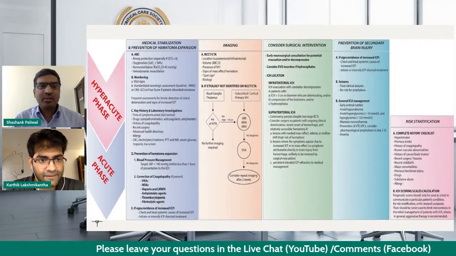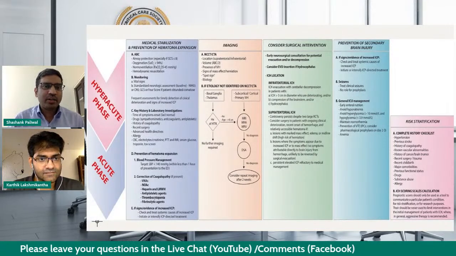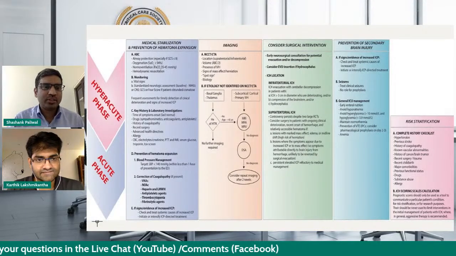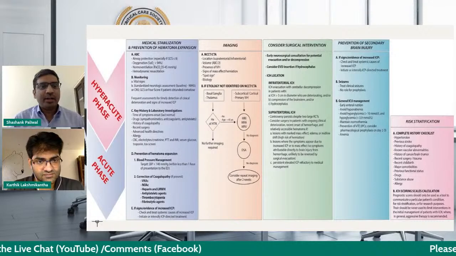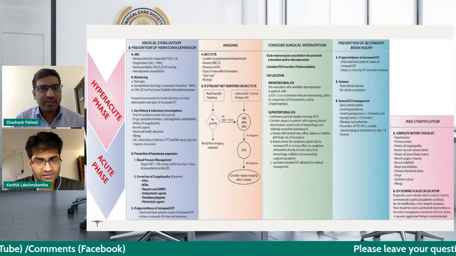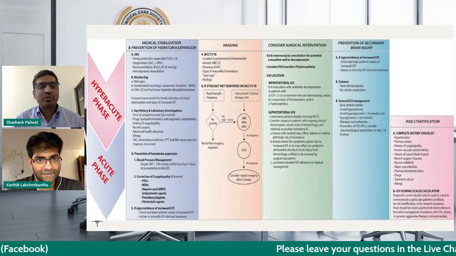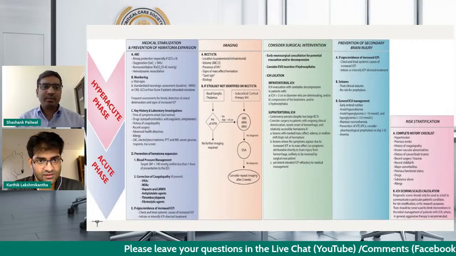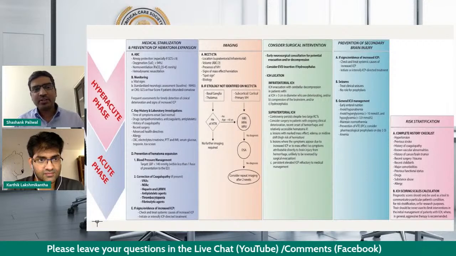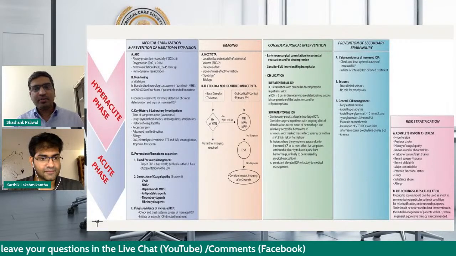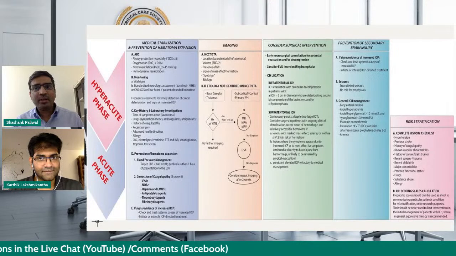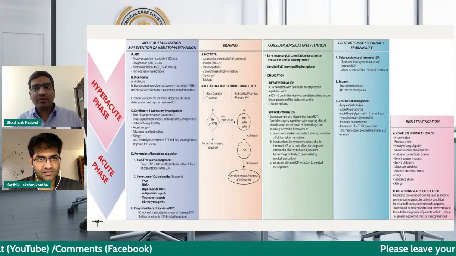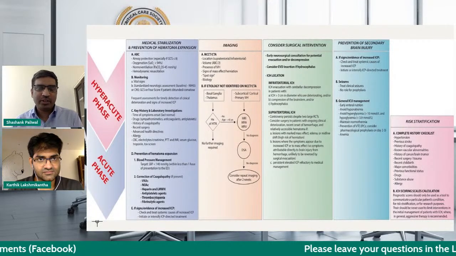I mean, DNR should not be recommended, and we should try till the end if the resources and everything are there. So again, to summarize, we should first stabilize the patient, and then immediately do the CT evidence, and then the medical management, that is, contain the hematoma. If surgical intervention is required, so be it. And then prevention of secondary brain injury in our general ICU.